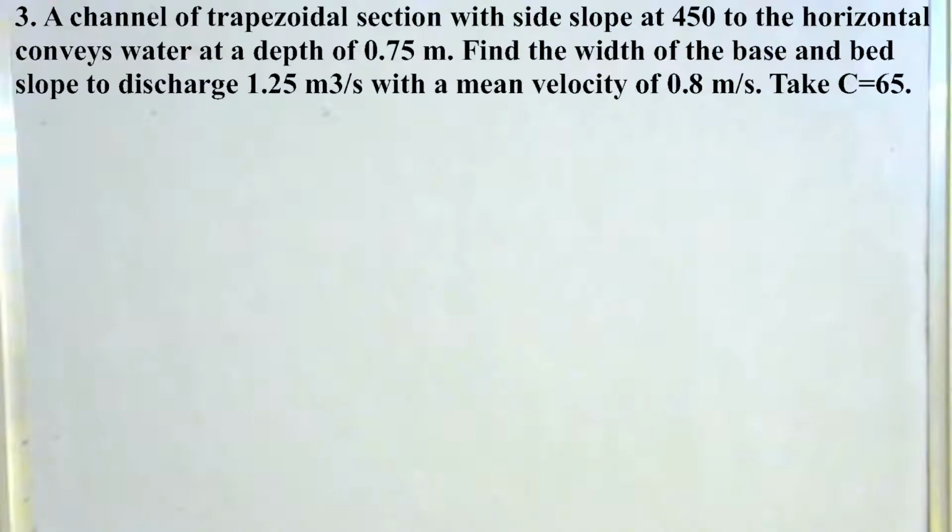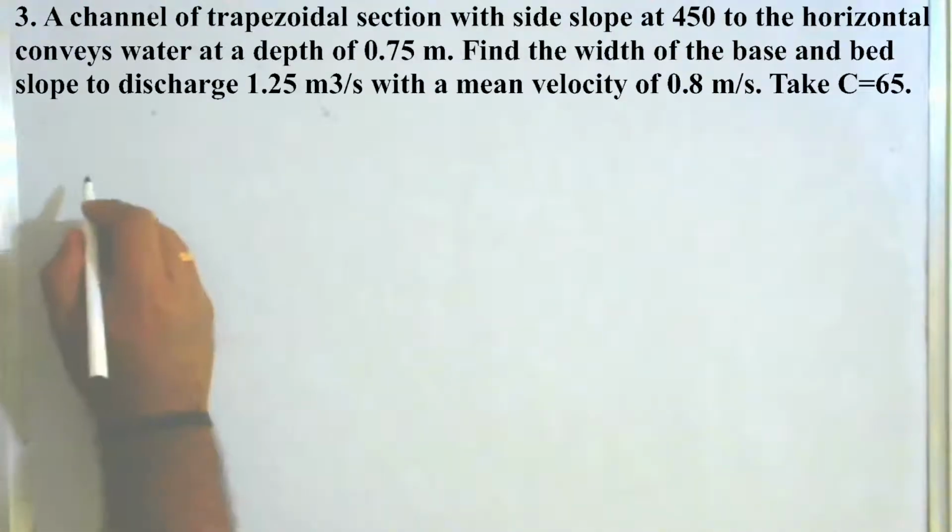Next, problem number 3. A channel of trapezoidal section with side slope of 45 degree to the horizontal conveys water at a depth of 0.75 meter. Find the width of the base and bed slope for the discharge of 1.25 meter cube per second with a mean velocity of 0.8 meter per second. Take C equal to 65. So the given channel section is a trapezoidal channel.